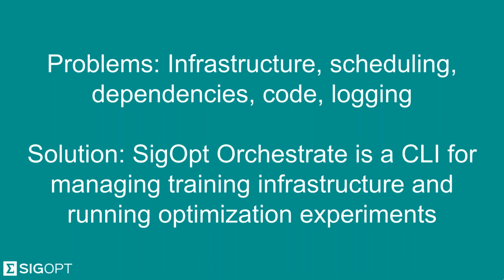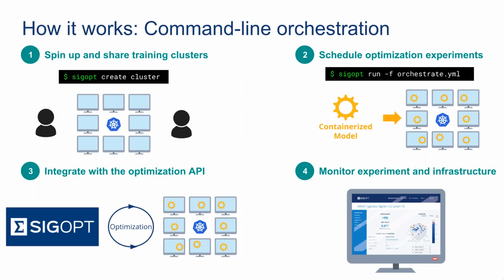To enable this, Orchestrate containerizes your models with Docker and uses Kubernetes to execute them in parallel across your cluster. This has many advantages, but the most notable is that it provides a stable, scalable way to submit training jobs to your cluster of available machines and have them scheduled and executed in parallel. So SigOpt Orchestrate makes this simple.